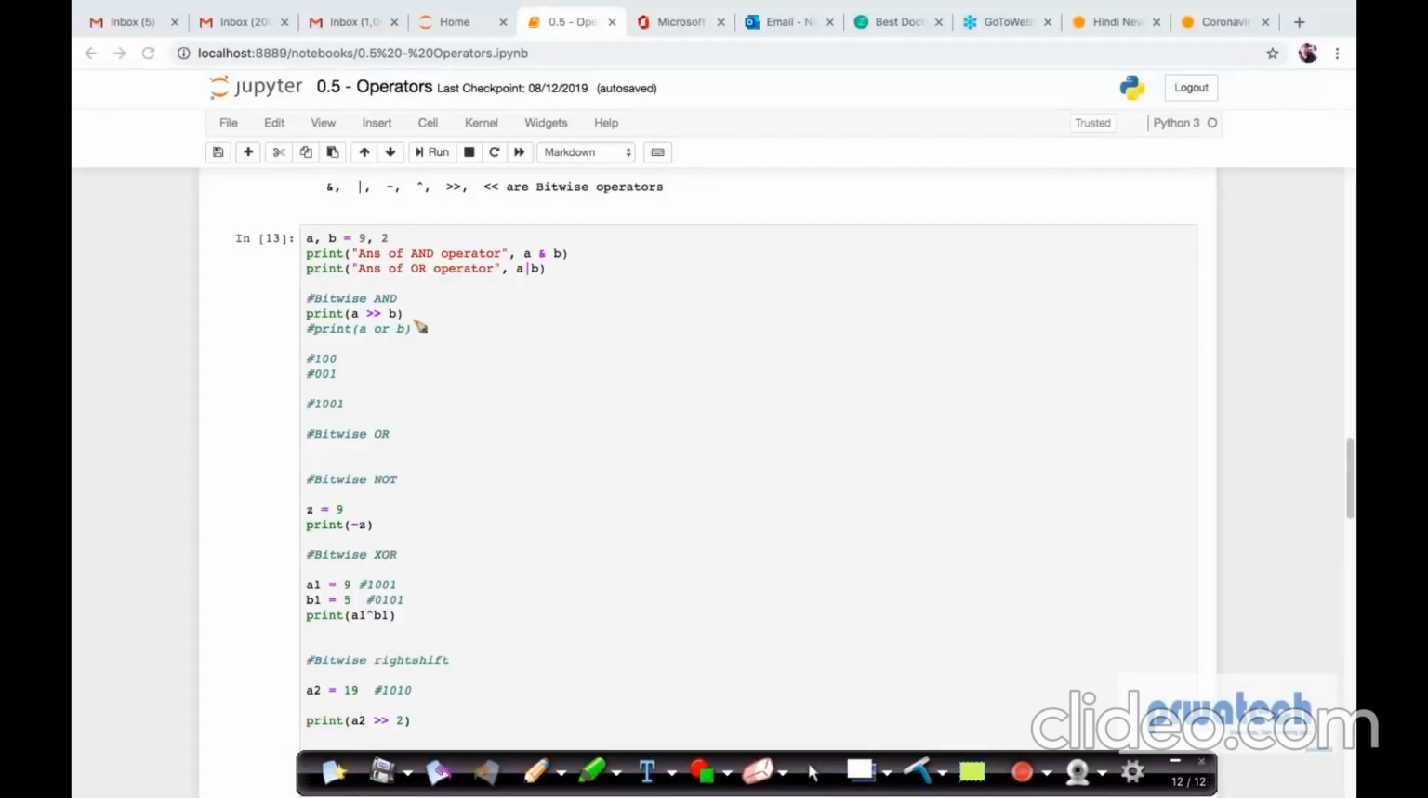Next. So after this not operator, we'll go to XOR operators. Sorry, XOR operators.